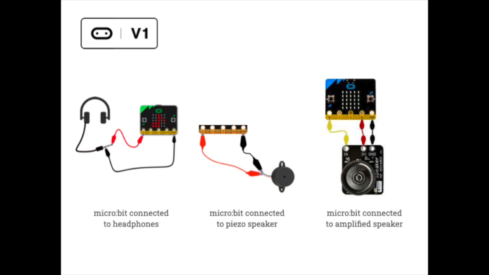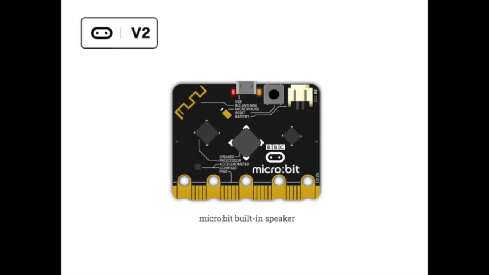If I'm using a version 1 micro:bit, I'll need to either connect some headphones to it or maybe a piezo speaker. Maybe I've got some amplified speaker system that I could connect to it. If I'm using a version 2 micro:bit, it's got the built-in speaker, so I can just code and go.